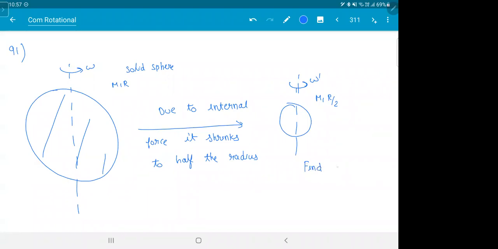Find new omega. So you have a planet rotating with omega, mass and radius are given. For some reason, it shrank into half the radius. So find the new angular velocity. This was asked in both the exams, NEET and JEE. Get it? Finish off. This is the last one for the day.